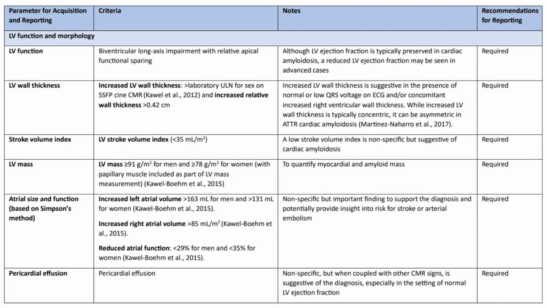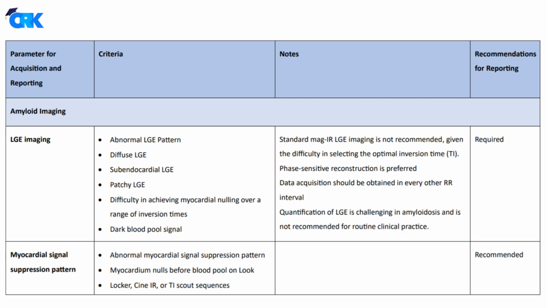So just to summarize, every parameter we've discussed here, from ventricular function and wall thickness to atrial measurements and pericardial findings, is required in your report when evaluating for cardiac amyloidosis via cardiac MRI. Each element contributes a piece to the puzzle. When assessed together, they can guide diagnosis, stratify risk, and influence management decisions. Let's move on to amyloid imaging.